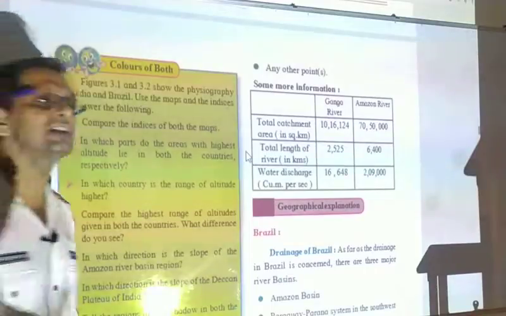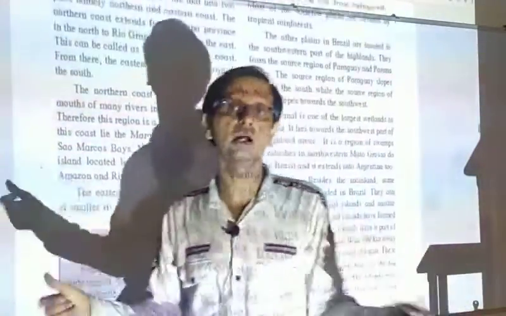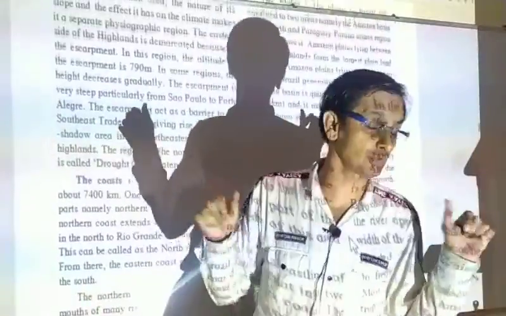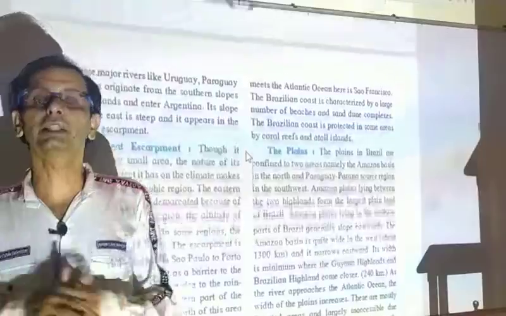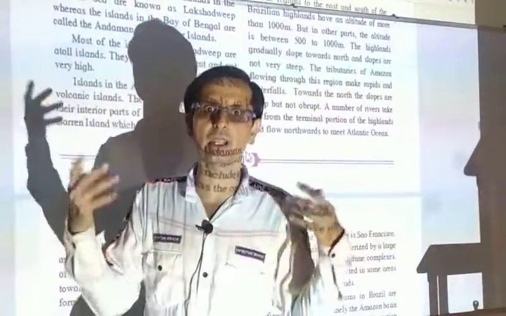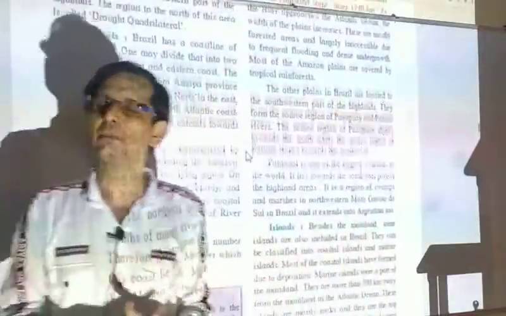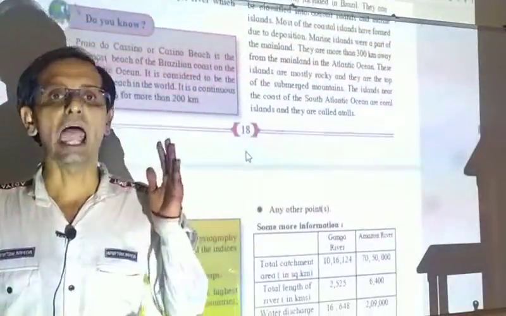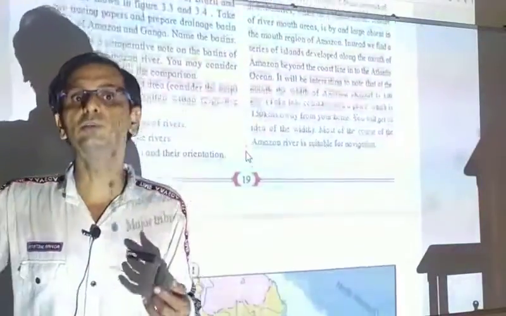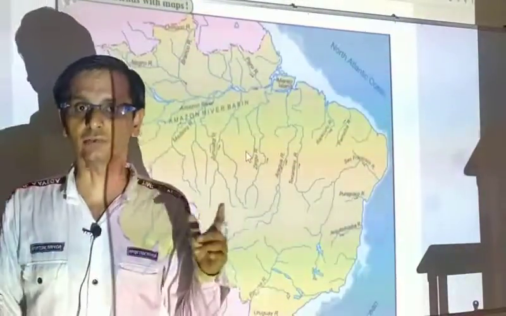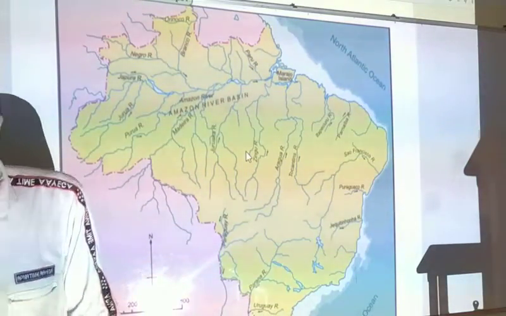Obviously in India we feel that the Ganga is the largest river in the world, but it is not. Sometimes they tell us it is the Nile river which is the largest, sometimes they say the Jordan river, but it is not. It is the Amazon river that flows from Peru to Brazil. It is the largest river. The comparison is already given on page number 19.